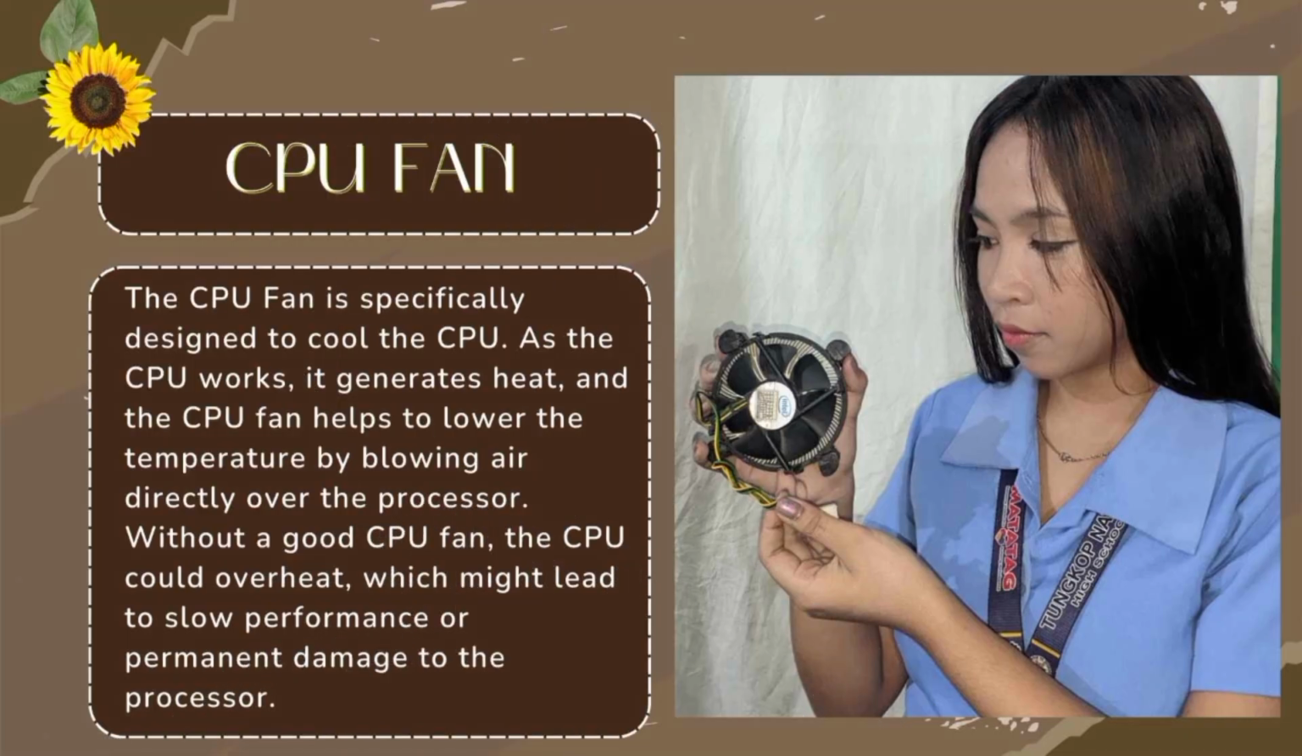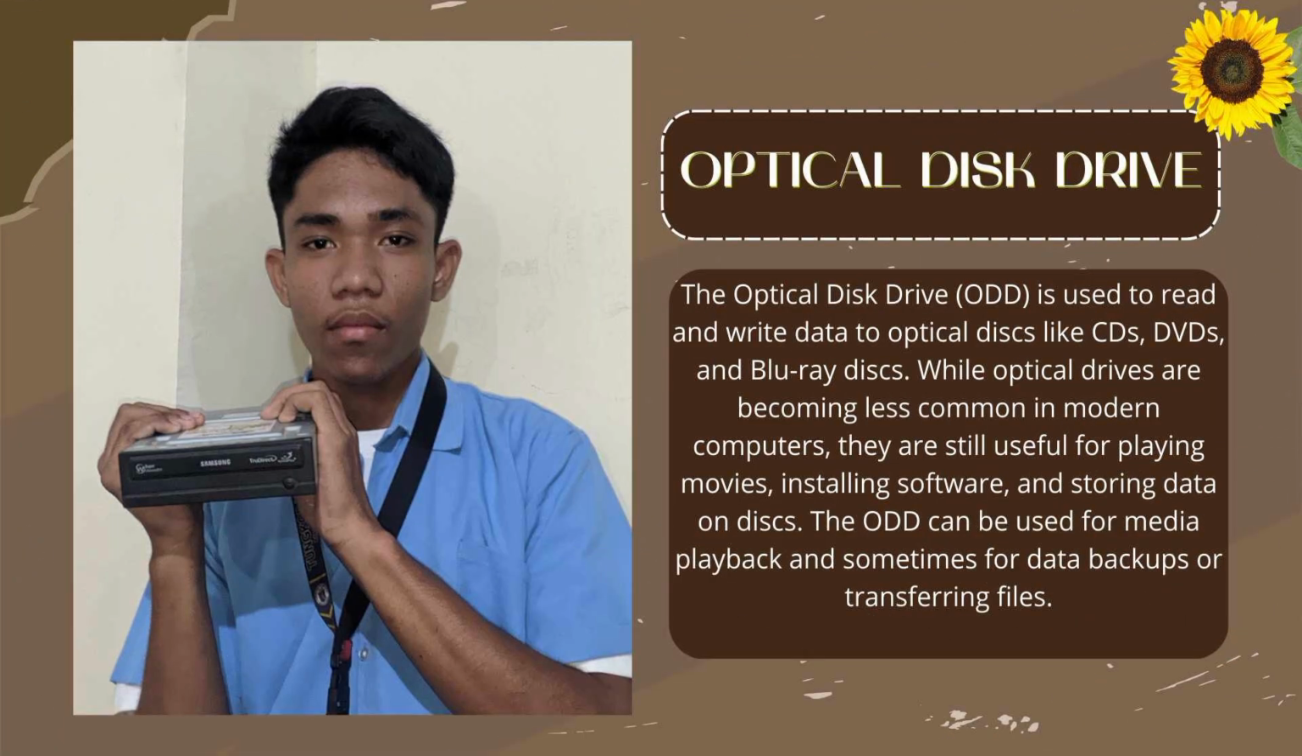CPU fan. The CPU fan is specifically designed to cool the CPU. As the CPU works, it generates heat, and the CPU fan helps to lower the temperature by blowing air directly over the processor. Without a good CPU fan, the CPU could overheat, which might lead to slow performance or permanent damage to the processor.